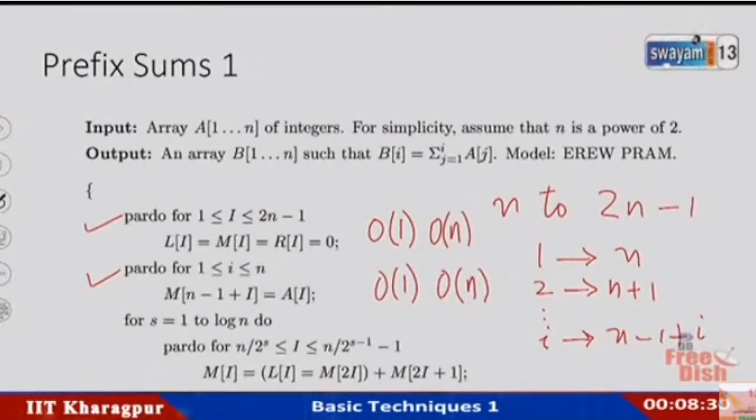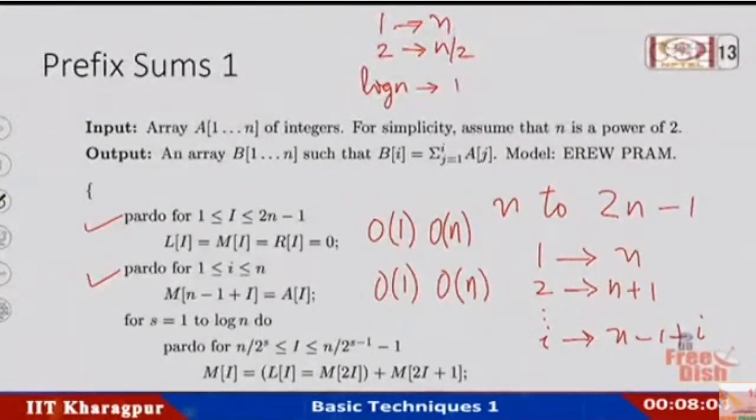In the third step, which is the bottom to top phase, there are log n substeps. In these log n substeps, the degree of parallelism varies. The first step has a degree of parallelism of n. The second step has a degree of parallelism of n by 2, and so on. The last step, which is the log n step, has a degree of parallelism of 1. Therefore, the total cost here is order of n. So by Brent's scheduling principle, all these steps together can be executed in order of log n time and order of n cost.